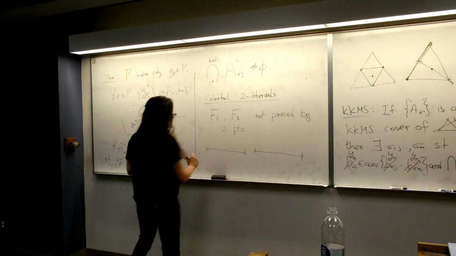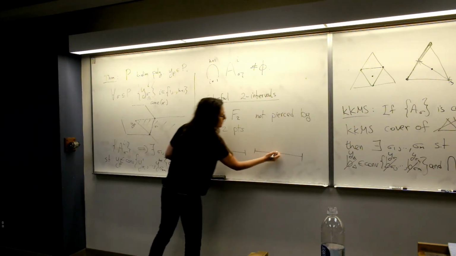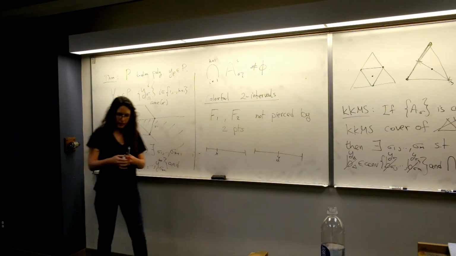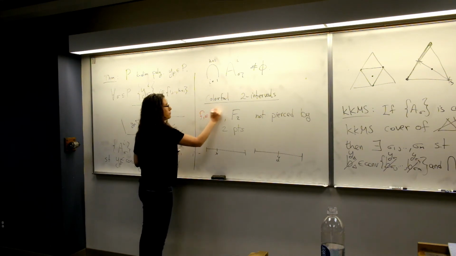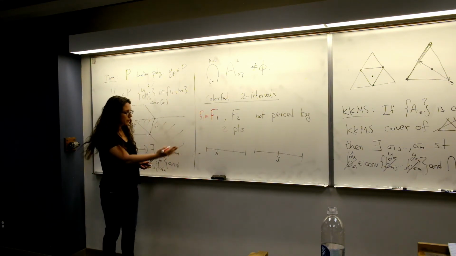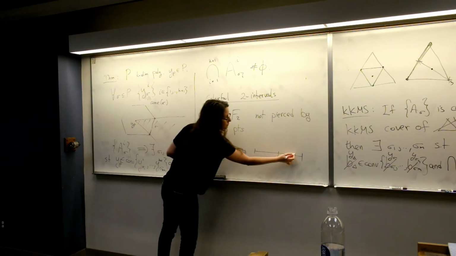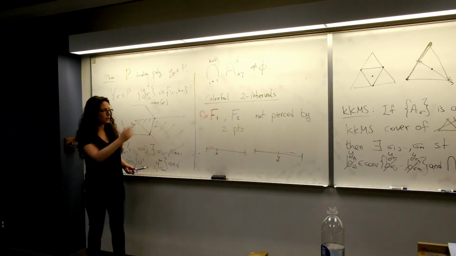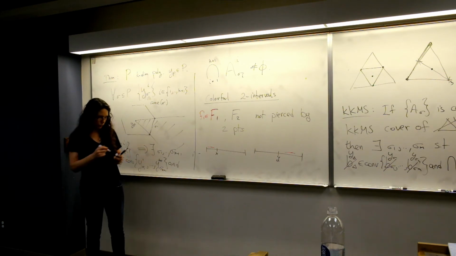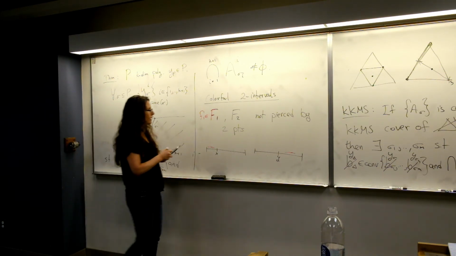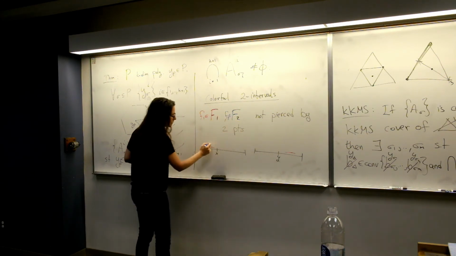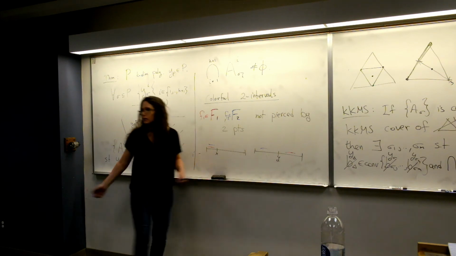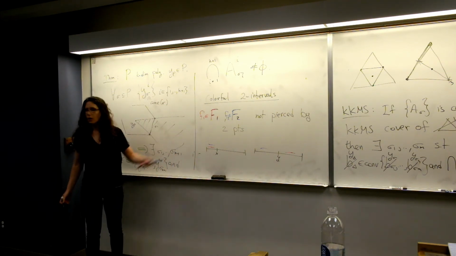So every time I choose x here and y here, I find some F1 in F1 that is not pierced by any of these 2 points. So it is somewhere here. It does not contain x and y. And similarly, I find some F2 in F2 that again is not pierced by any of these points. So it is somewhere here, and it does not contain x and y.